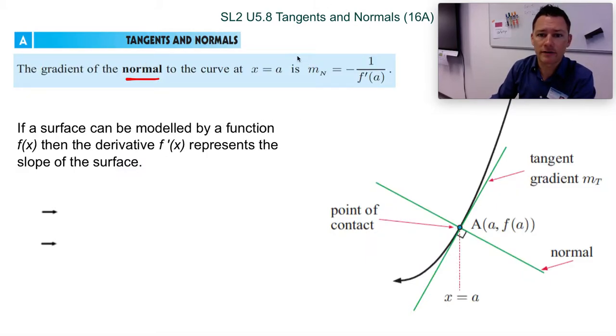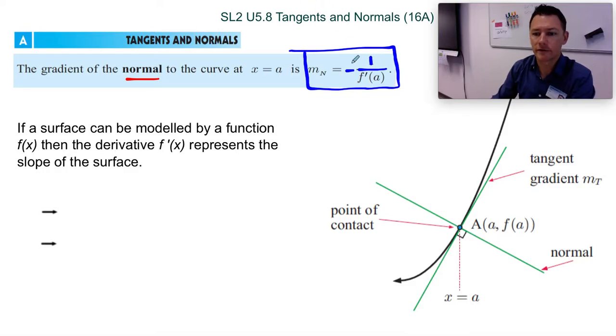That's all this says. It says the slope of the normal force is the opposite reciprocal of the slope of the tangent. And this is the slope of the tangent, right? It's the derivative. That's what we've been working with the whole time. Okay, so this isn't in your formula booklet. It's just an understanding that hopefully you'll have at the end of this.